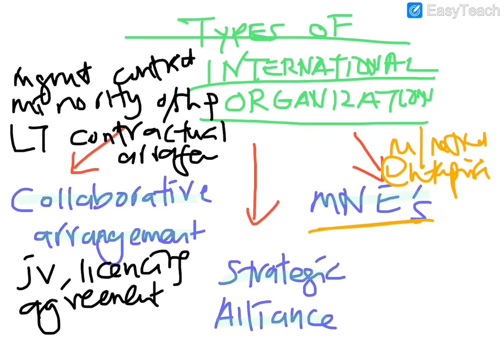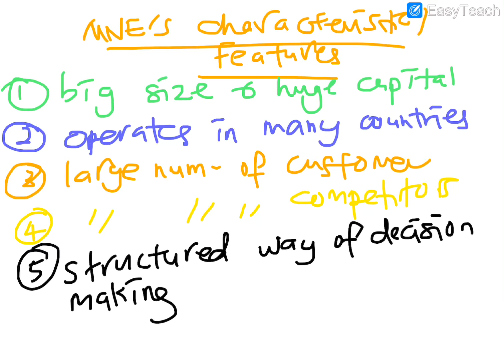The other thing you need to know about the multinational enterprise is their characteristics and features. Let's proceed with the MNEs' characteristics and features. They have five characteristics. First, a multinational enterprise normally comes from a big size with huge capital. It operates in many countries, not only in the home country. They must be involved in two or more countries around the world. They have a large number of customers, a large number of competitors, and a structured way of decision making. So these are the characteristics of the MNEs.